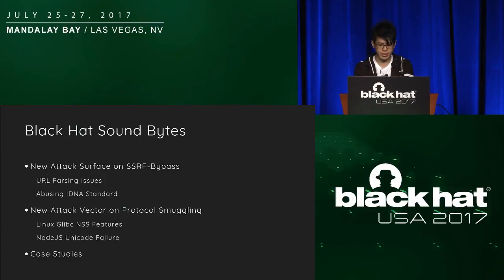Okay, the takeaways. First, we introduced a new attack surface on SSRF bypass, including issues in URL parsers and the inconsistency with the IDNA standard. Second, a new attack vector on protocol smuggling. We showed a weird feature in Linux glibc and the Unicode failure in Node.js. These issues can inject malicious payloads into a valid HTTP request to bypass the firewall and touch intranet services. Last, we gave case studies on Python, MyBB, and GitHub.